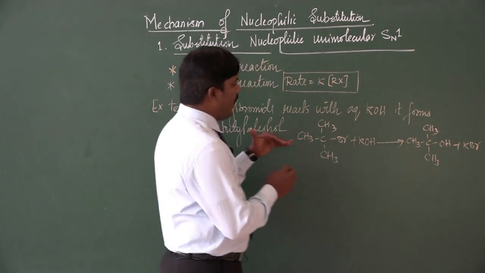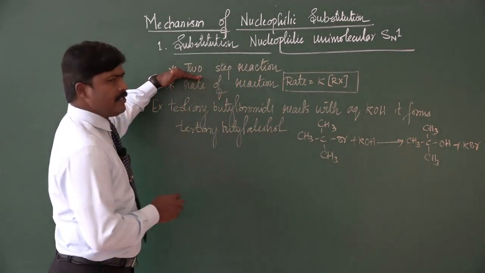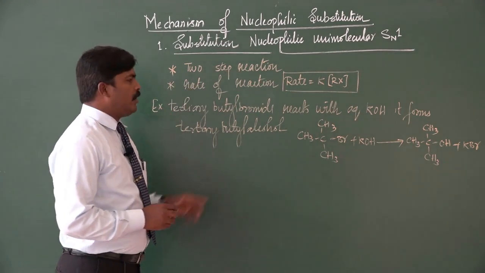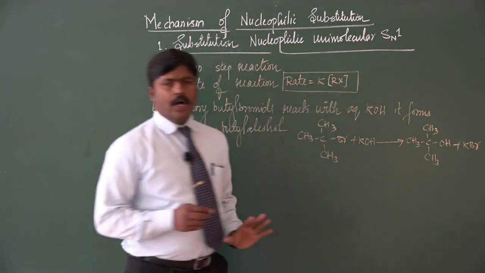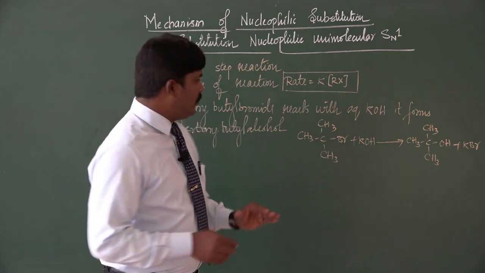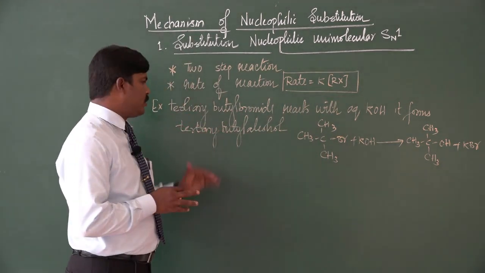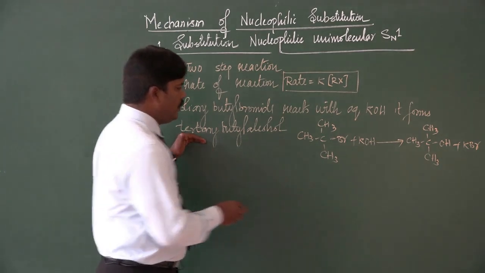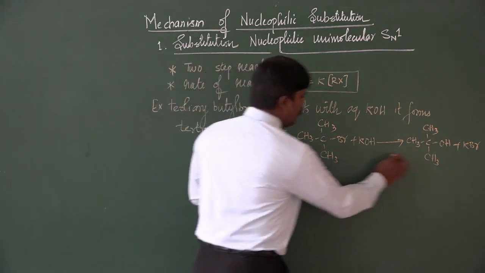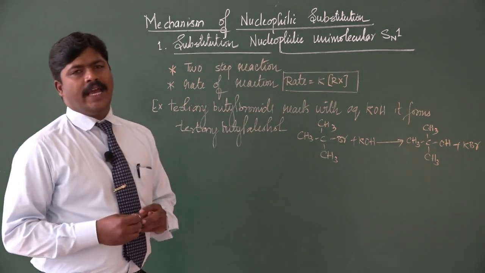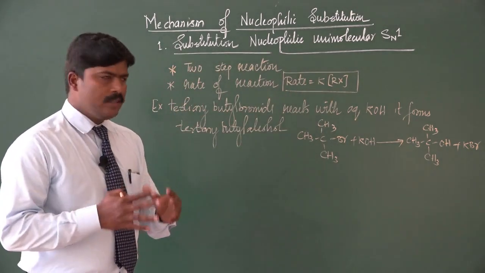Now, how does this reaction happen? I told you it is a two-step reaction, and the rate of reaction depends only on the haloalkane, not on the incoming nucleophile. Then I gave an example: tertiary butyl bromide with aqueous KOH gives tertiary butyl alcohol. Now we need to find out how exactly the reaction takes place. I told you two steps.